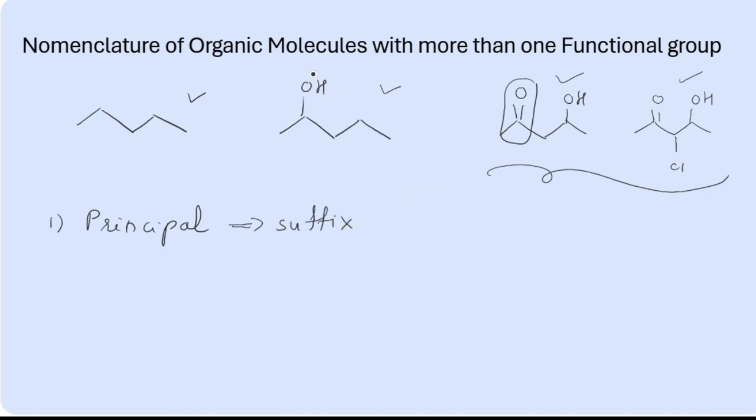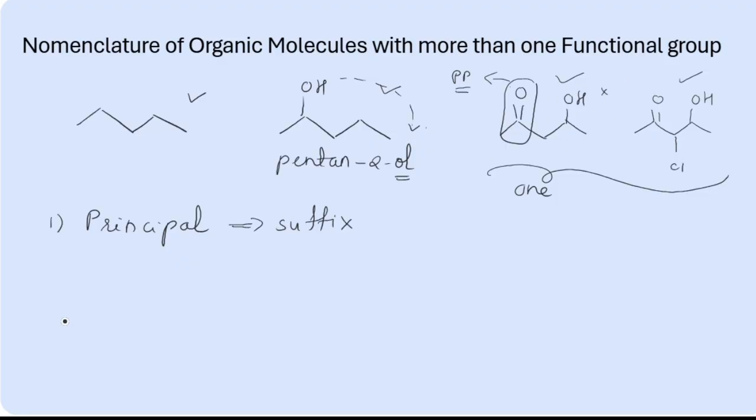What does that mean? See, for this molecule, there is only one functional group. Therefore, you are going to call this pentanol. Ol is the suffix for an alcohol. But because there are two functional groups here and this becomes the principal functional group, the name of this molecule should end as one but not as an alcohol. So the principal functional group is the one which decides the suffix.